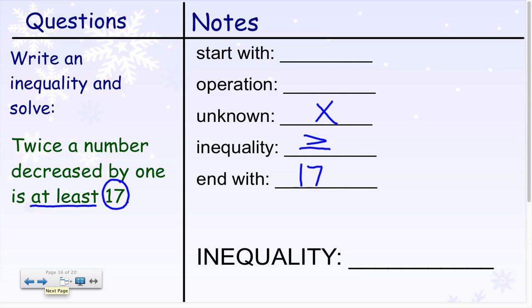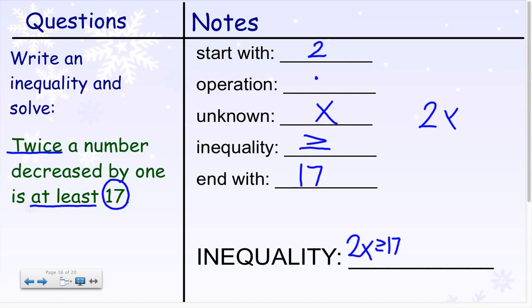And then I'm left with my start with and operation. So this time they don't actually give me another number, but they do say twice. Twice means 2. And then twice a number, I have to think about what that means. Twice a number means you're doubling something, which is multiplication. So 2 times x, or 2x, is greater than or equal to 17.